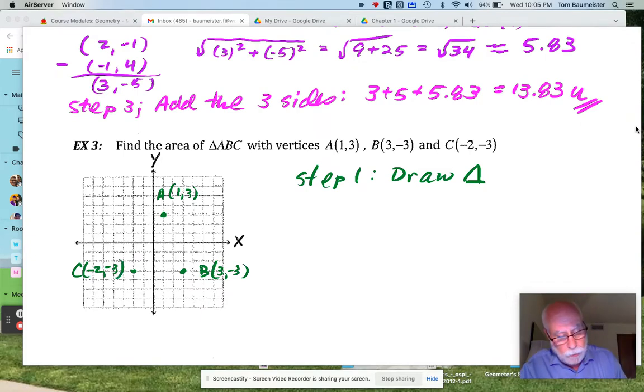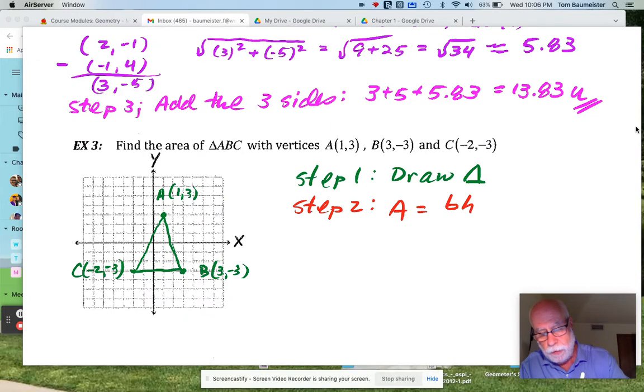And again, we're going to connect the points there. The vertices. So we have 3 sides, which is our special name for our triangle. And now we are going to find it. So remember, step 2. The area is equal to, again, 1/2 the base times the height, or base times height divided by 2. All right. So now the base is going to be this length here.